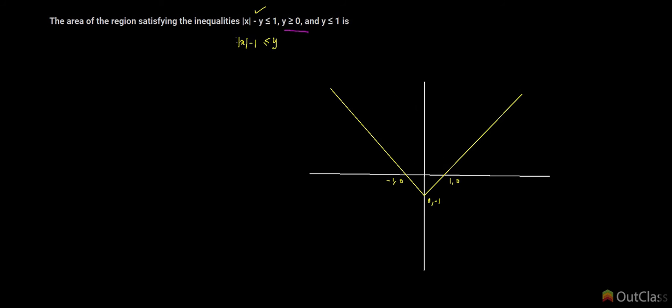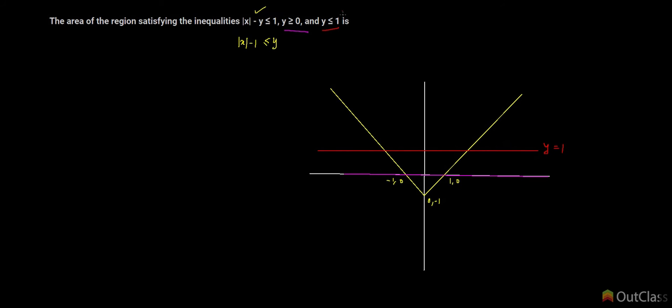The second one is y greater than or equal to 0. So draw y equal to 0. Everything above that is what we need. And the third one is y less than or equal to 1, which will be, let's put 1, everything below this line.